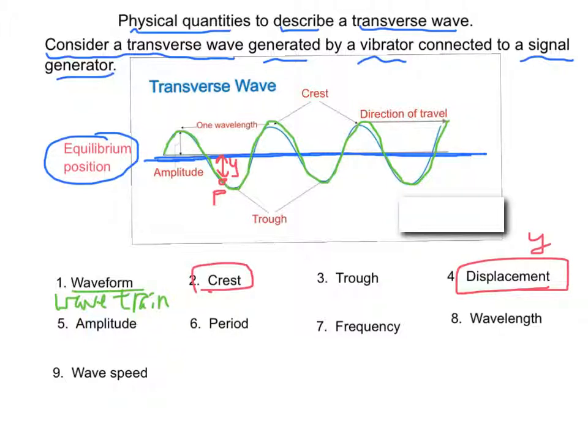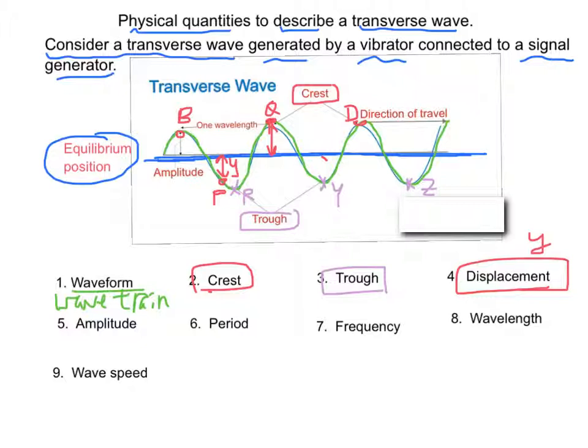Crest is the maximum displacement. In this diagram, this is the maximum displacement, and this is the maximum displacement. Therefore, this point is called a crest. Q is a crest, B is also a crest, and D is also a crest. Trough represents the lowest displacement of the particle. In this case, R, Y, Z are the points at the lowest displacement. Therefore, we call R, Y, and Z troughs.